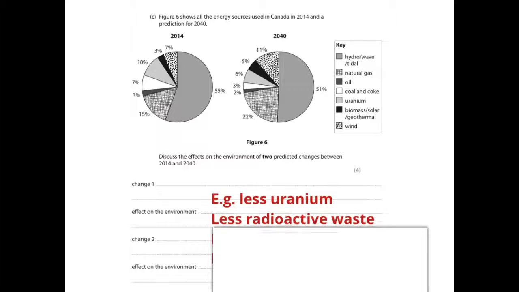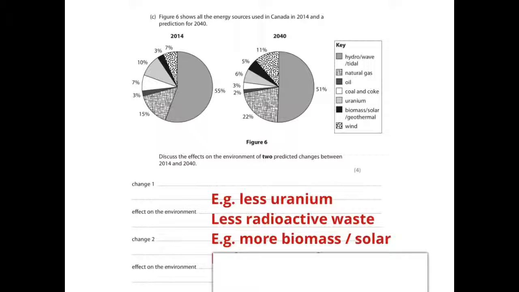What effect on the environment? Less radioactive waste, for example. You could have, for example, more biomass and solar. So if you look at biomass over here, and solar, that's gone up from 3 to 5%.